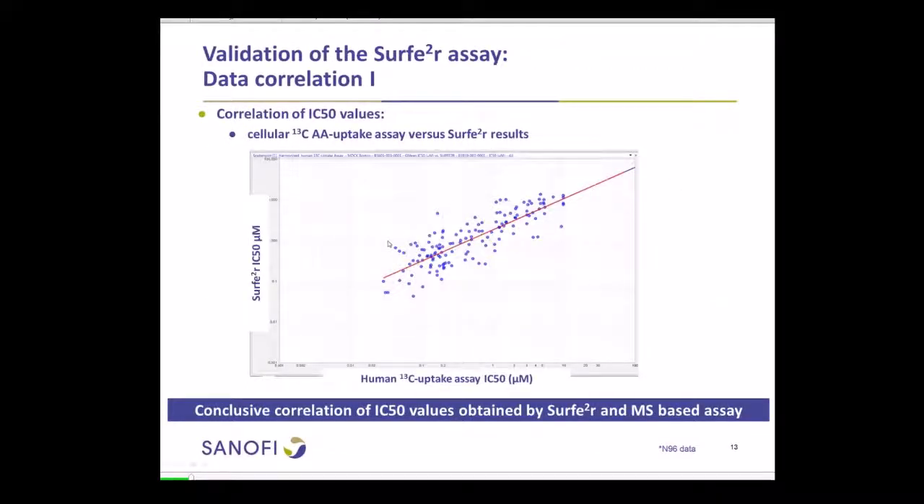First of all, we ran a trial set of several inhibitors, which are also active in the mass spec assay, and you can see here the correlation is pretty good between both technologies, which is of course good for the mass spec assay, but also good for the SURFE assay. So this also indicates that our screening cascade is pretty good.